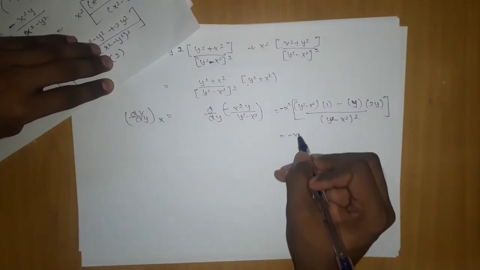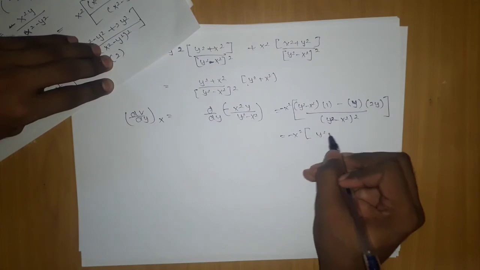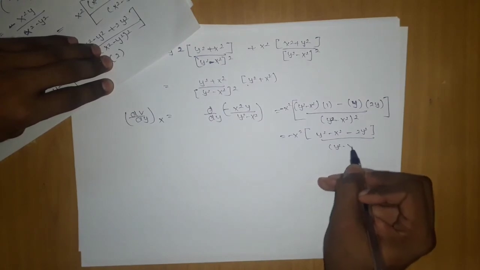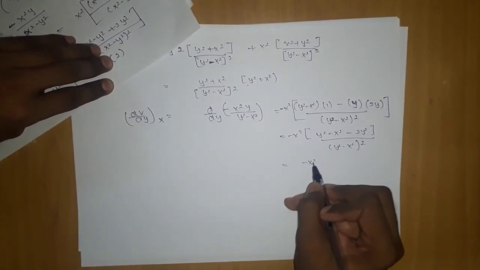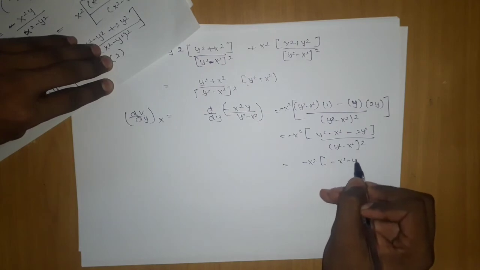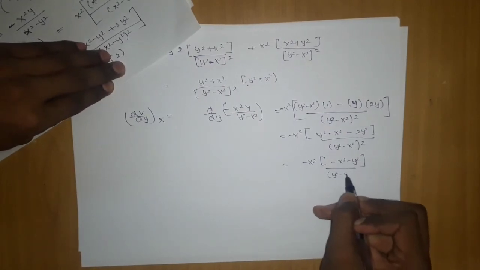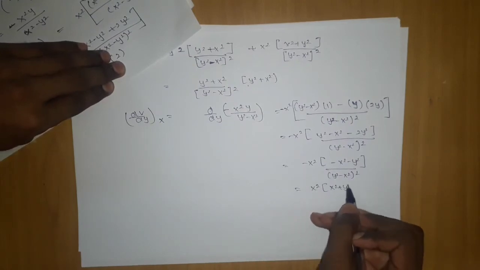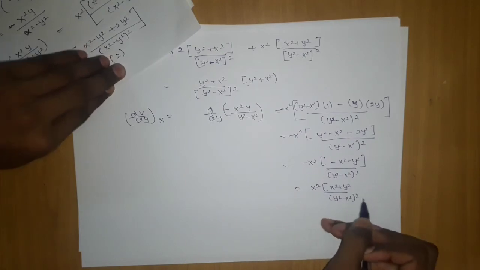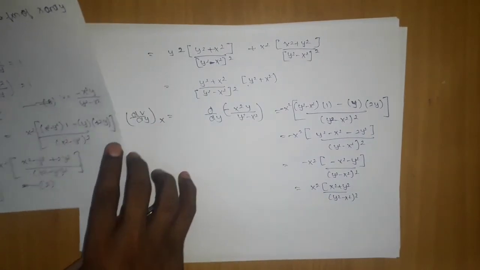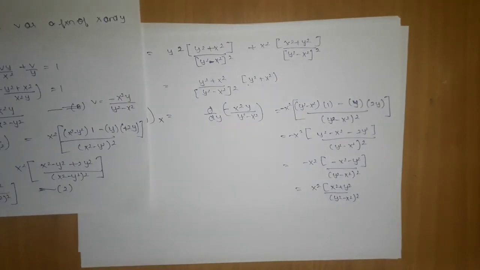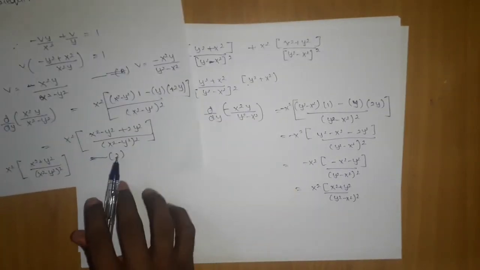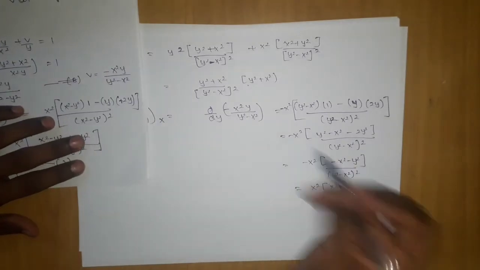If I simplify, I am going to get minus 2x square into y square minus x square minus 2y square, the whole by y square minus x square the whole square. This will be what, minus x square minus y square the whole upon y square minus x square the whole square. This will become plus, so x square into x square plus y square the whole upon y square minus x square the whole square. So I think we are getting the same thing. Okay, we are getting the same thing, just this thing is a little bit changed. So not a big change.